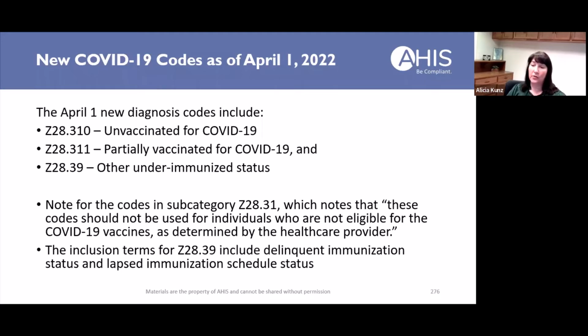And Z28.39, other immunization status, includes delinquent immunization status or lapsed immunization schedule status. So maybe they had the first dose and they didn't go back for the second one.